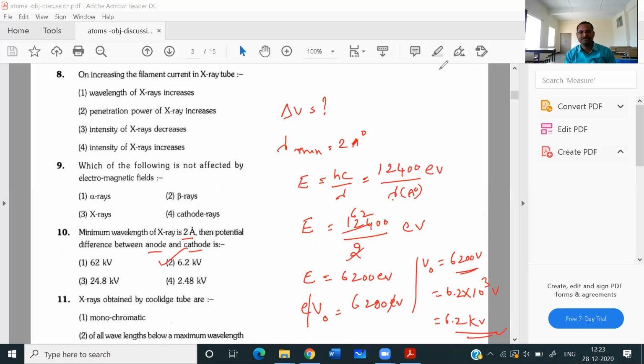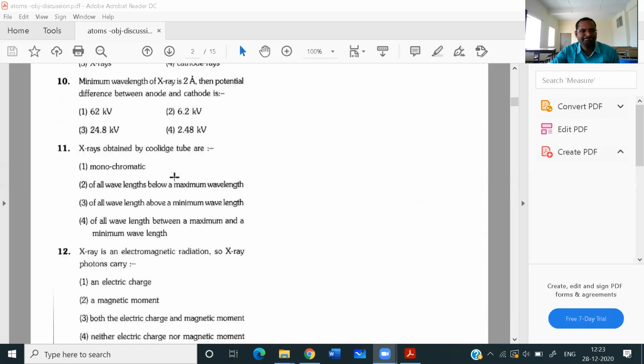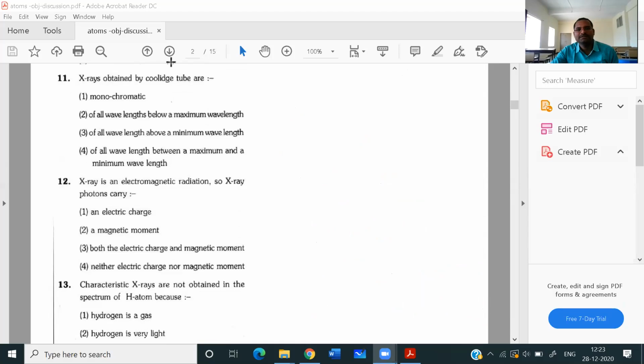Okay? Next, question number 11. See here. X-rays obtained by Coolidge tube are. What type of X-rays are they? See, the continuous X-ray spectrum, if we observe carefully: here wavelength will be there in angstrom, and here intensity of the X-ray spectrum. So this X-ray spectrum is like this. This is the continuous X-ray spectrum I am showing.